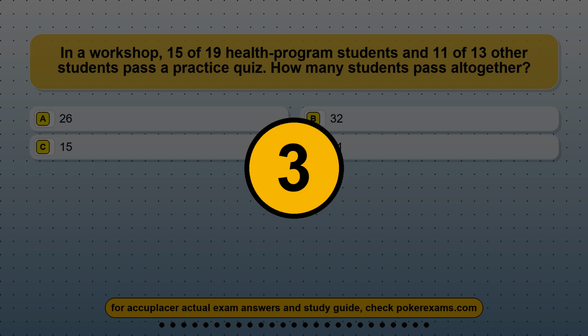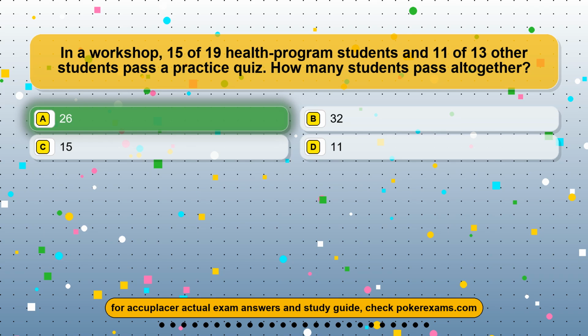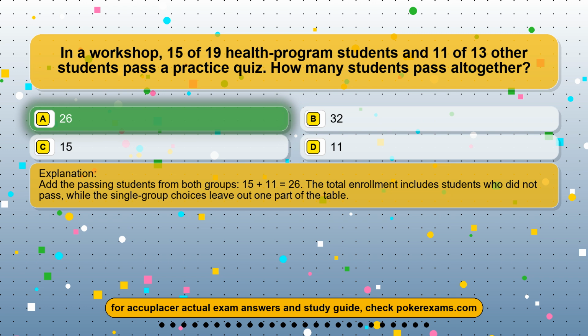The correct answer is option A, 26. Add the passing students from both groups. 15 plus 11 equals 26. The total enrollment includes students who did not pass, while the single-group choices leave out one part of the table.